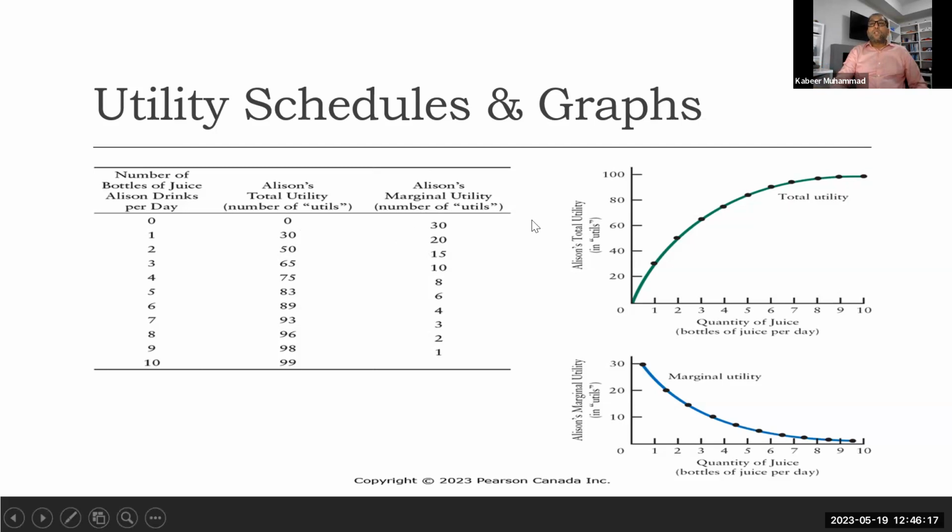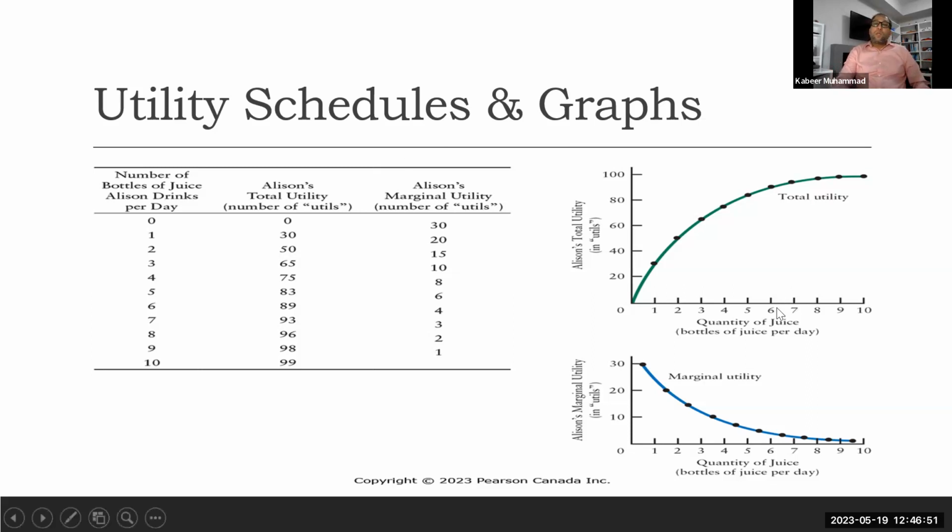How do we calculate this? Very simple. The total utility is changing because of a change in the number of bottles of juice Alisson is consuming. From 0 to 1, the utility is changing from 0 to 30. So the first bottle gives us the marginal utility of 30. For the second bottle, the total utility increased from 30 to 50. So how much is the change? 20. And how much are the bottles changing? 1. So that's going to be 20 for the second bottle, and so on.